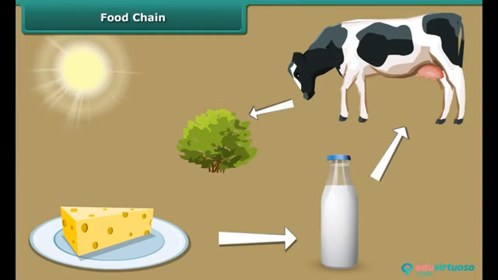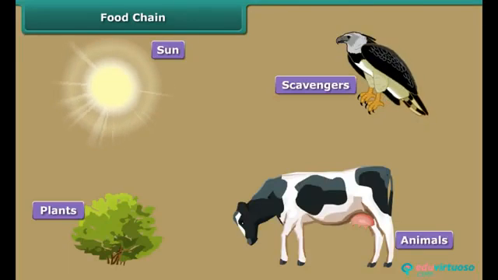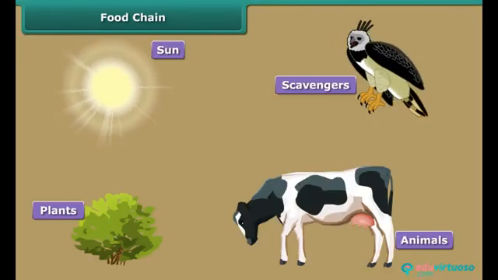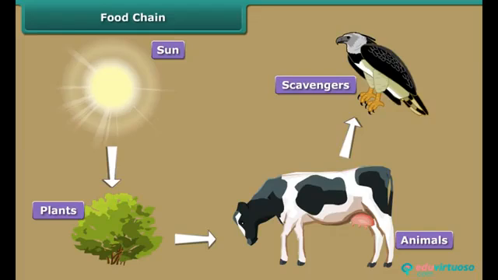The cow eats plants. Plants produce their food with the help of sunlight. Ria just traced the food chain. The food chain is an arrangement in which energy passes from one organism to another. The main constituents of the food chain are the sun, the plants, the animals, and the scavengers.